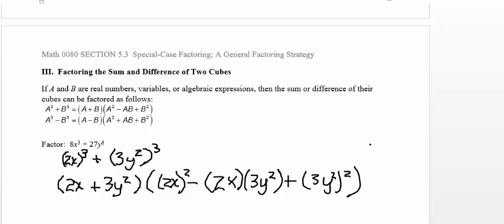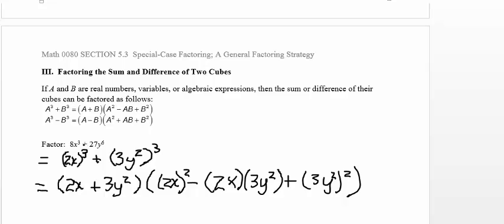Okay, so that's what my formula tells me. I'm using the top formula, the sum of two cubes. Notice the binomial factor always has the same operation sign as what I began with. So if I begin with the sum of two cubes, then the operation symbol in the binomial factor is a sum. And whatever this sign is, the first sign in my trinomial factor is always the opposite of the sign that the original problem began with.